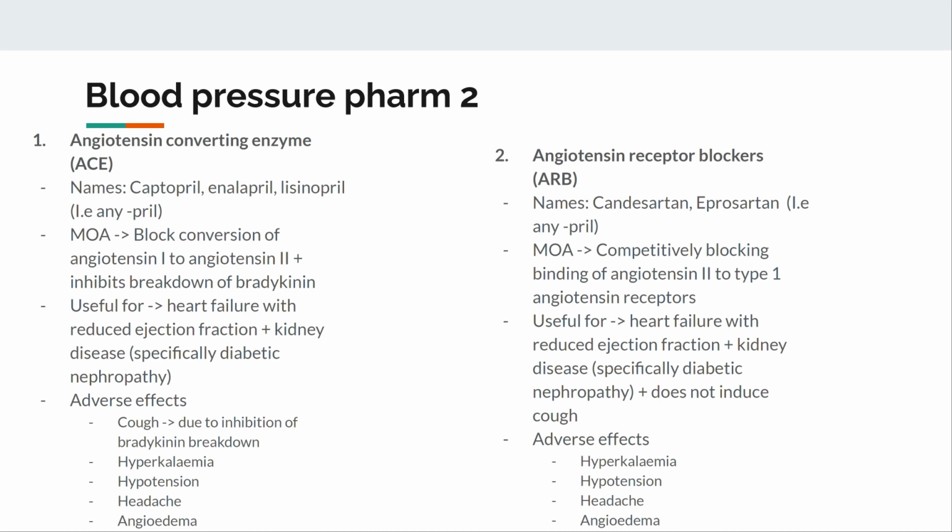These are essentially the same. The reason why you would use an ARB is the same as for an ACE. It's just that it does not induce a cough.